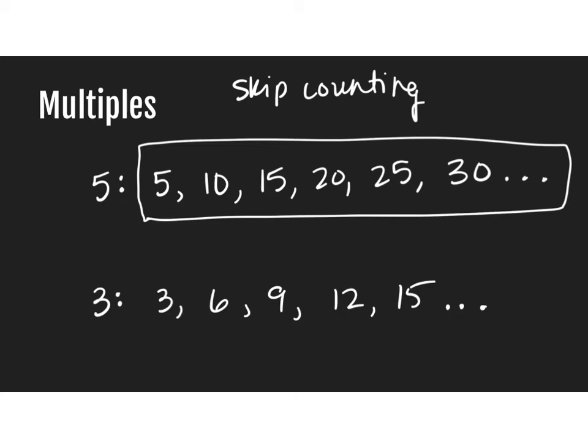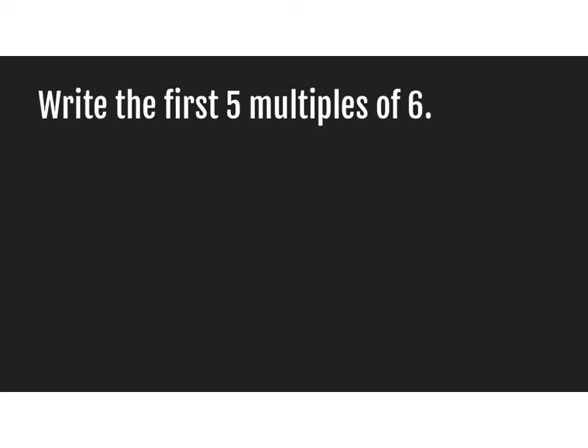So if someone asked you to write the first 5 multiples of 6, remember the first multiple of 6 is always going to be 6. The first multiple of any number is that number itself, because I can divide it by 6, right? Okay, so 6, 12, 18, 24, and 30. Notice it would never say write all the multiples of 6 because that would be an impossible task.